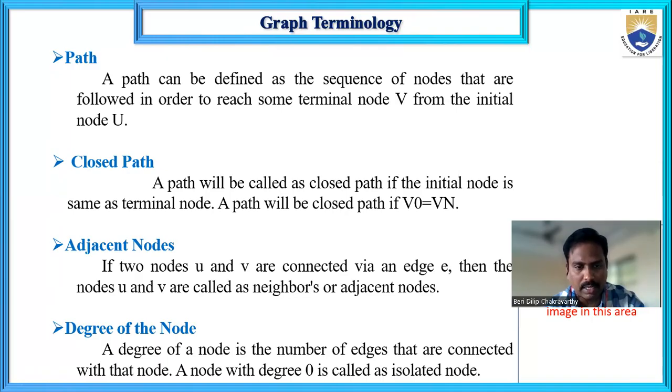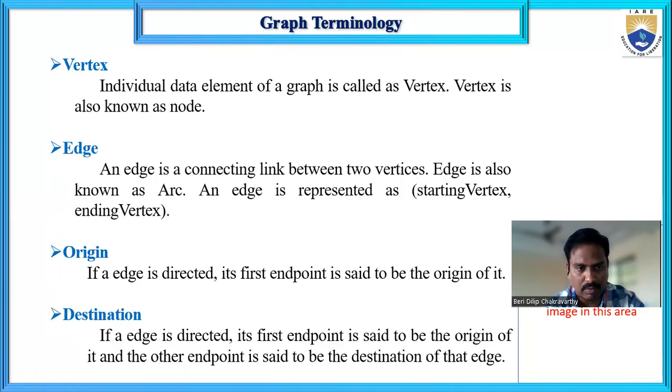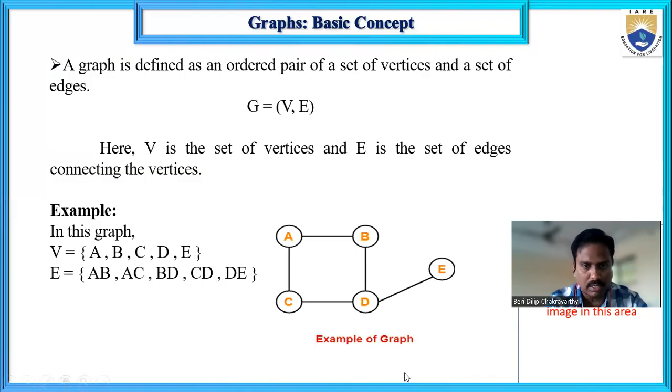All the edges which are connected to that node. For example, in this one, for D, there are three edges connected. So we will say the degree of D is 3. Degree of B is 2. Degree of A is 2. Degree of E is 1. So in this way, we are going to find the degree of any node.